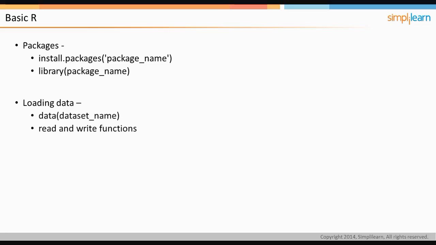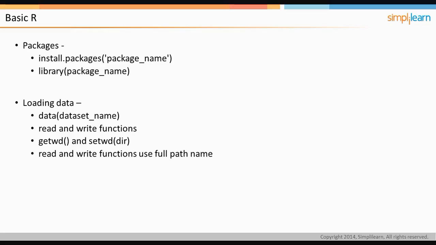To use external data, the read function is used. The write function writes data from the R session to a file. R's default directory is the user's documents folder. It can be verified by using the getwd function. To change the working directory, use the setwd function with the full path name as the argument.